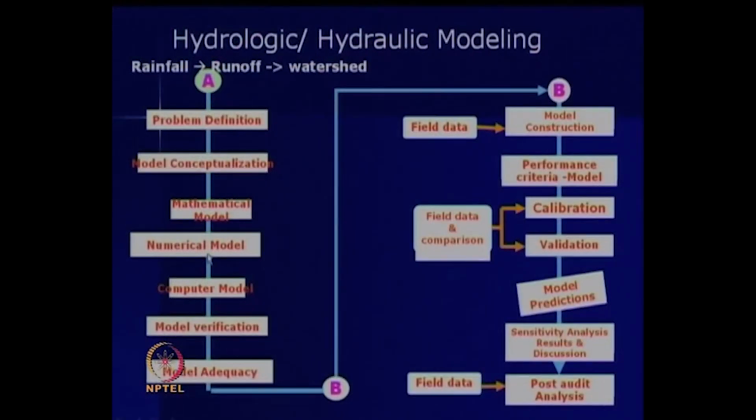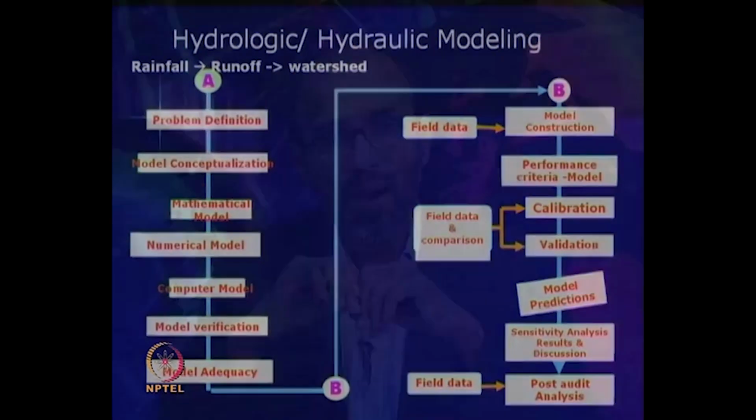Once the numerical technique is chosen, the development of the code and putting it into a computer model is so-called computer modeling. So, the next step is the computer model. Before applying it to the particular problem of the watershed, we have to verify that the model is working fine. Especially if you are going to develop your own mathematical model and computer model, it is always better to verify with respect to some analytical solutions or field observations and see that the model is giving appropriate results.